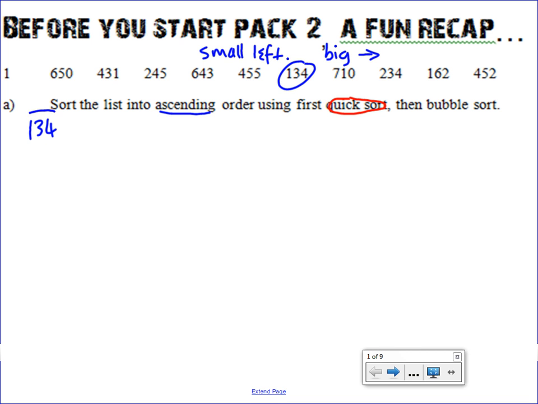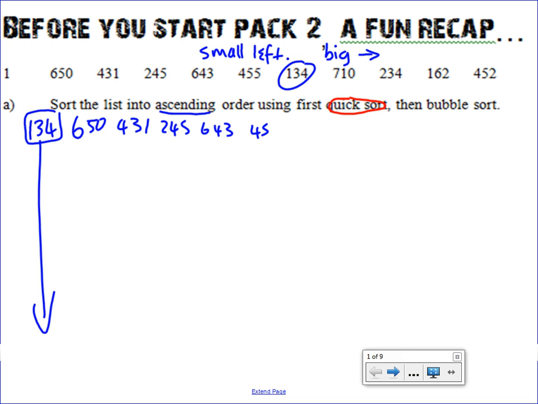So 1, 3, 4 here, now fixed, followed by 650, 4, 3, 1, 2, 4, 5, 6, 4, 3, 4, 5, 5, 7, 10, 2, 3, 4, 1, 6, 2, 4, 5, 2. Okay, next pivots are 4, 5, 5 is in the middle.